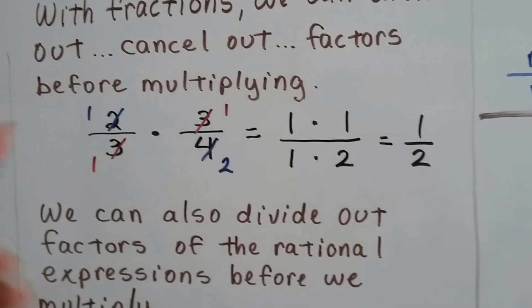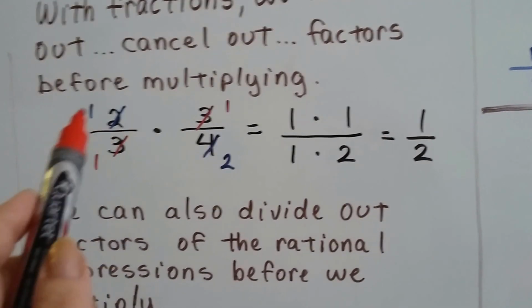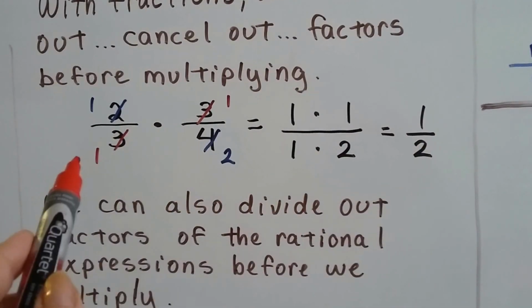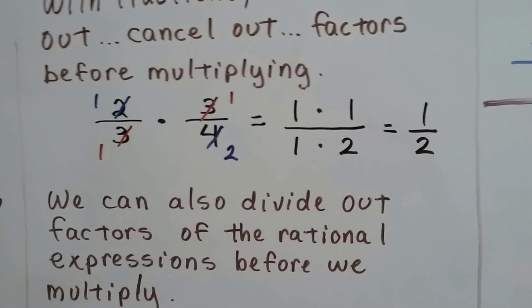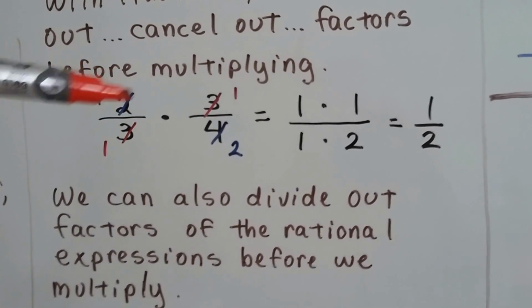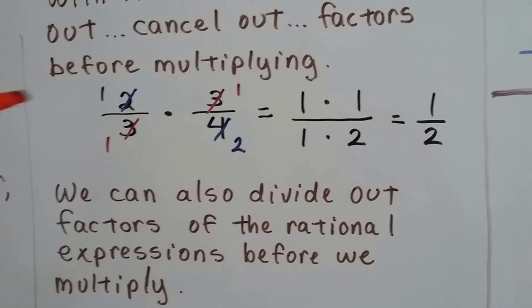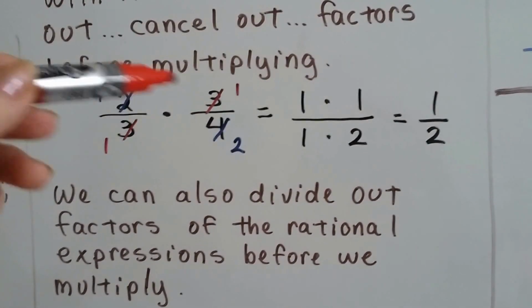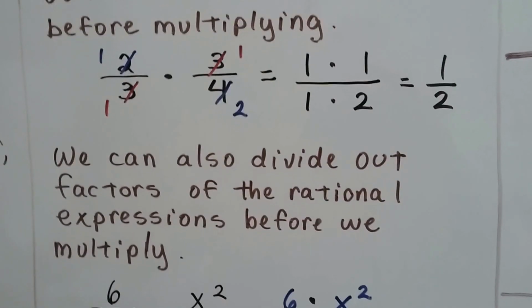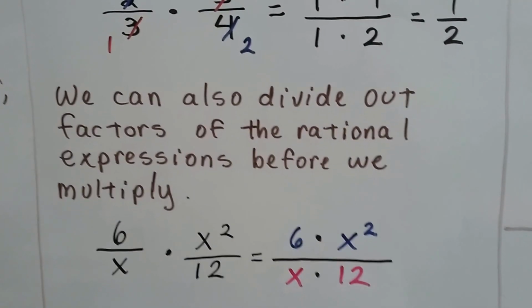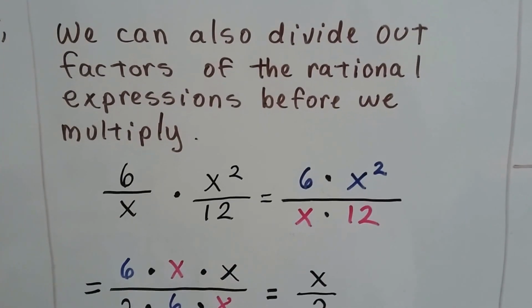Now, when we multiply, we don't have to simplify so much. We just do 1 times 1 is 1, and 1 times 2 is 2, see? It's a lot different than doing 6 over 12, which is still a half, but by doing it this way, we don't have to simplify so much. We can also divide out factors of a rational expression before we multiply.